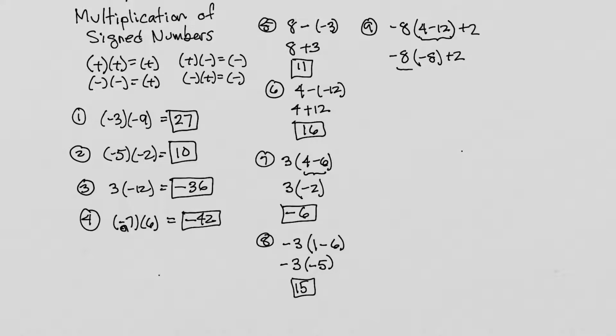And now, by the order of operations, you multiply first. Negative 8 times negative 8, that's 64, you think? Two numbers with the same sign, right? They're both negative, so we'll get a positive, and then plus 2. That's going to give us a 66.